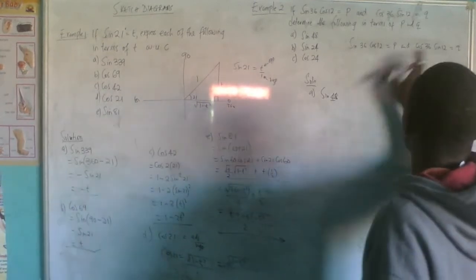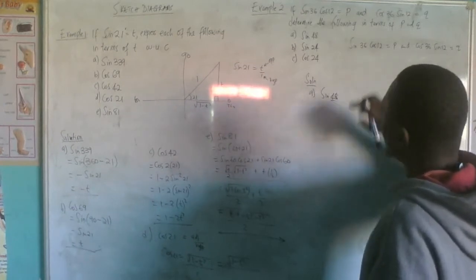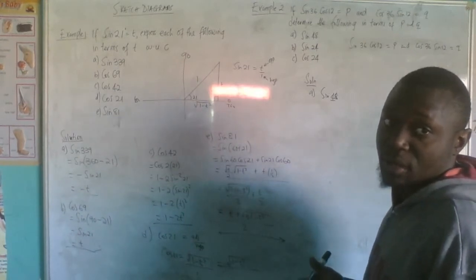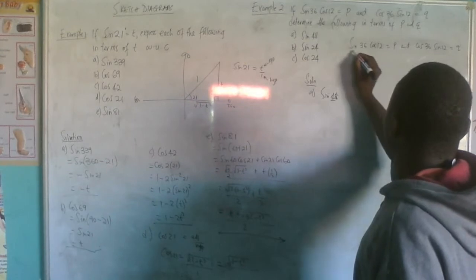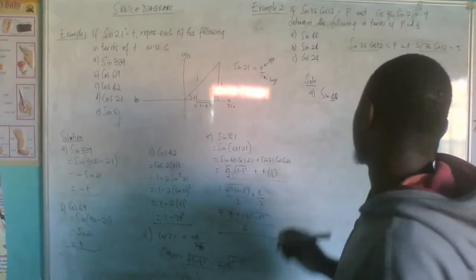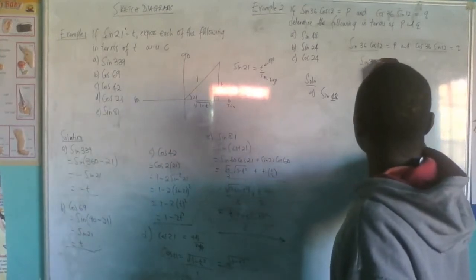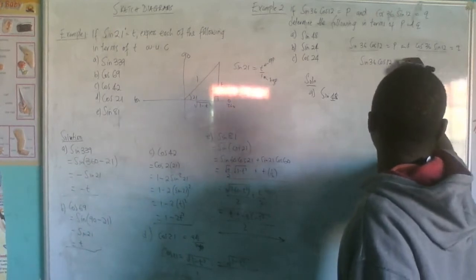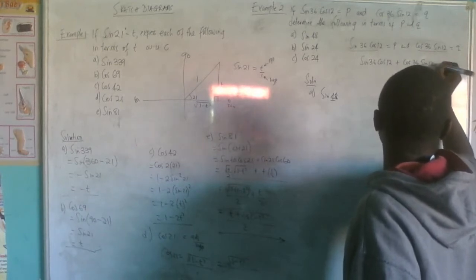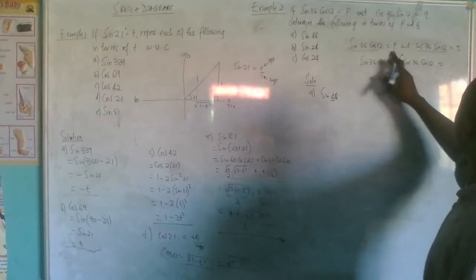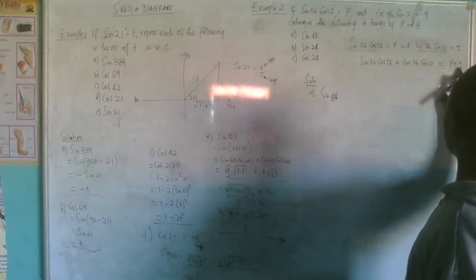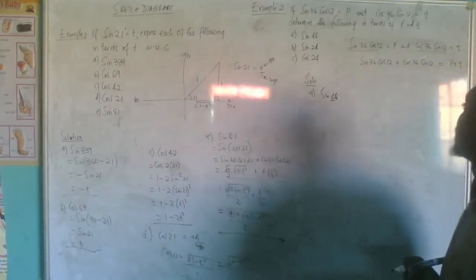From the information given, if I add those two angles, I'll get 48. But how do I come to that? I'll have to apply my compound angle identities. If I have sine 36 cos 12 plus cos 36 sine 12, remember this is equal to p plus q, because this is p and that is q. I hope we are together with that.